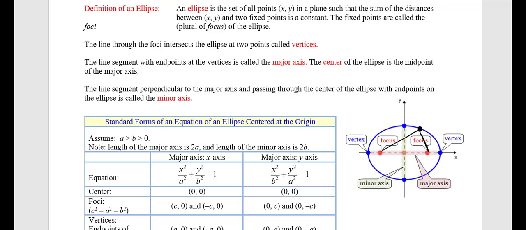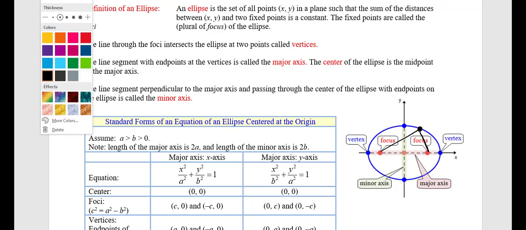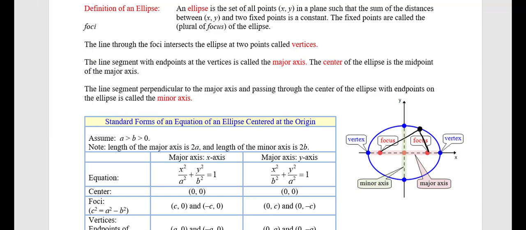is the same as, let me use a different color, maybe green, the same as the distance from any other point on here. So maybe we choose this point. The sum of the distances from that point to the foci.